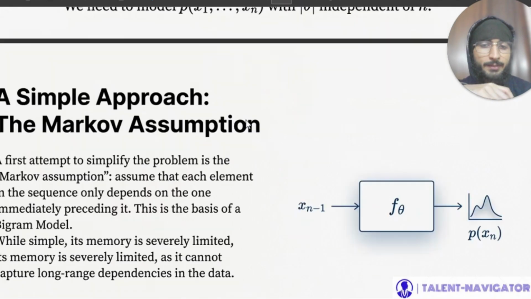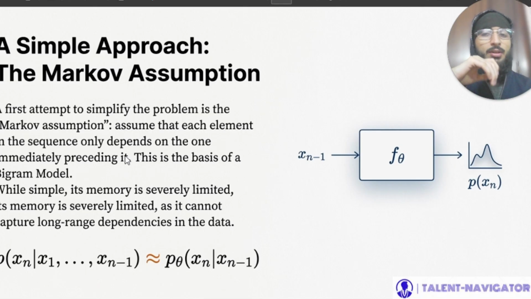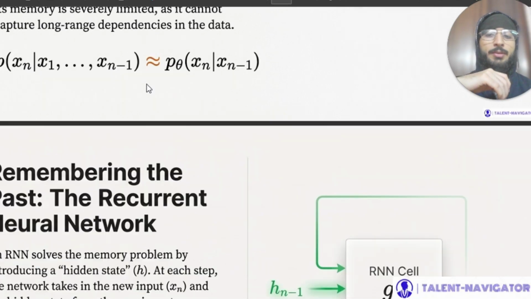So what about sequential data? A simple approach is a Markov assumption. The first attempt to simplify the problem is the Markov assumption, which assumes that each element in the sequence only depends on the one immediately preceding it. This is the basis of the bigram model. While simple, its memory is severely limited, so it cannot capture long range dependencies in the data.